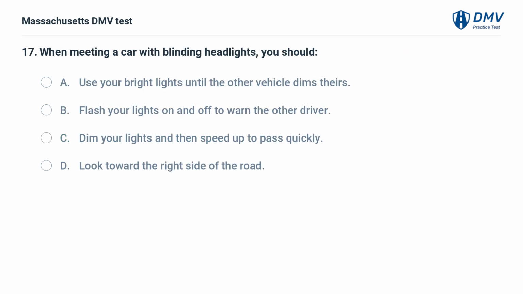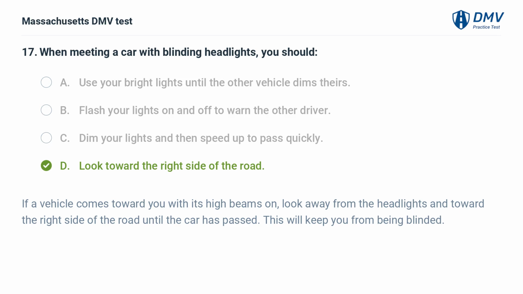When meeting a car with blinding headlights, you should A. Use your bright lights until the other vehicle dims theirs. B. Flash your lights on and off to warn the other driver. C. Dim your lights and then speed up to pass quickly. D. Look toward the right side of the road.